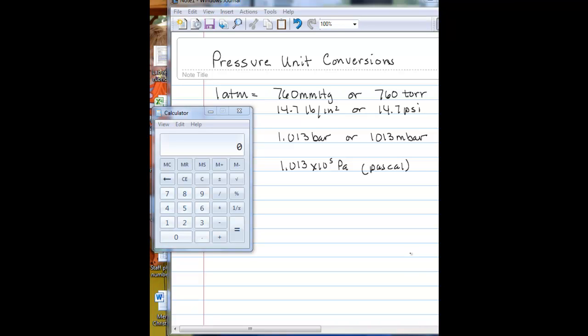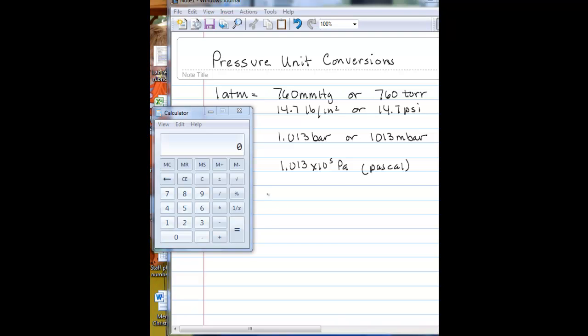Using pressure conversion units, 1 atmosphere is equal to all the following. Pressure is one of the units in chemistry that has a lot of different units involved. But because all of these are equal to 1 atmosphere, they're actually all equal to each other.